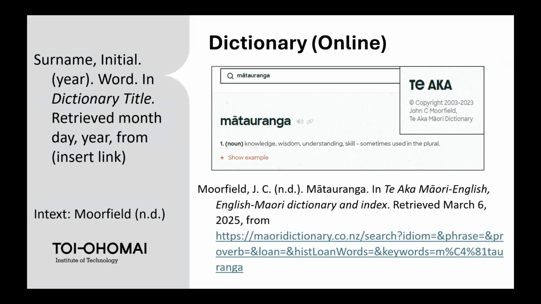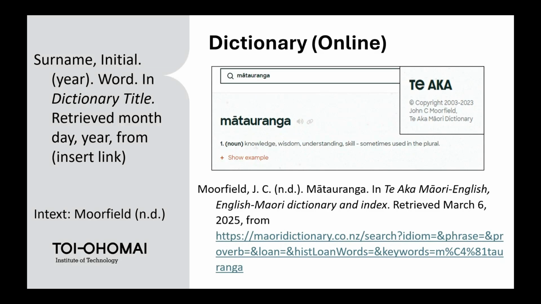An online dictionary. A common online dictionary we see referenced is Te Aka, the Māori English, English Māori Dictionary and Index. This was created by John C. Moorfield, as you can see on screen. This means we would credit him as our author. We would start with Moorfield, J. C. We don't have a date for when this explanation of this word was uploaded, so we would indicate this by putting n.d.